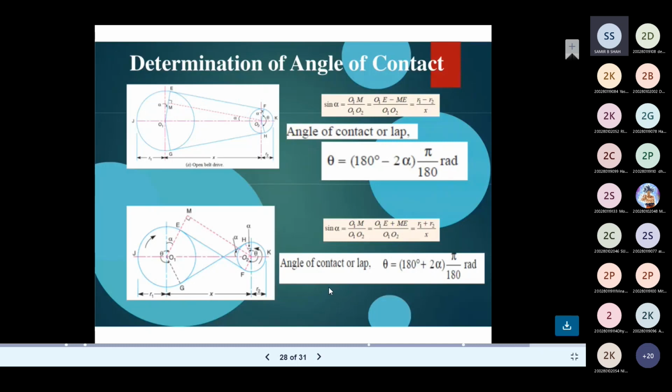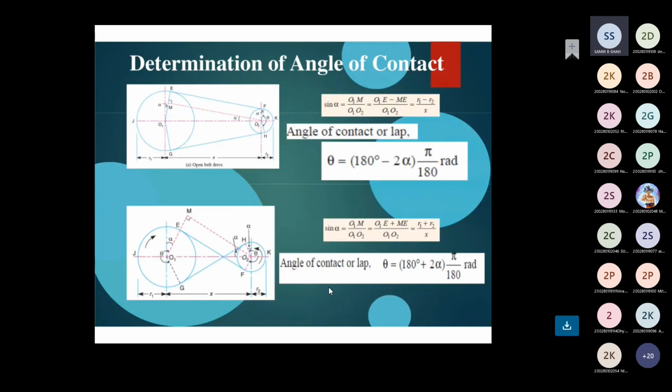In the same way for the cross belt drive, with two pulleys of different diameters, the angle of contact or lap on both pulleys is considered with plus in place of minus. So (180 plus 2 alpha) into pi by 180. This is another equation, and it is very important for solving examples.